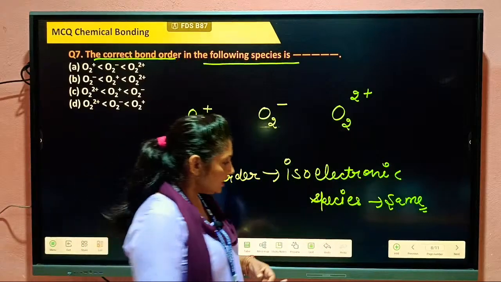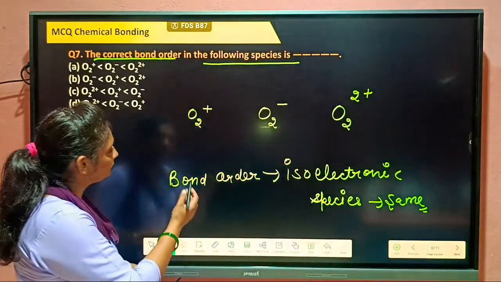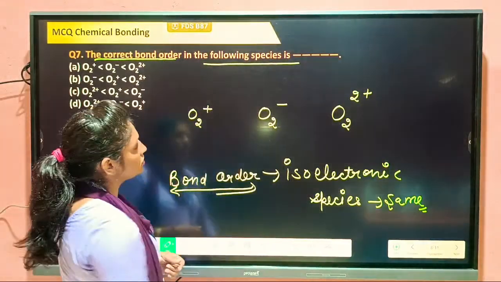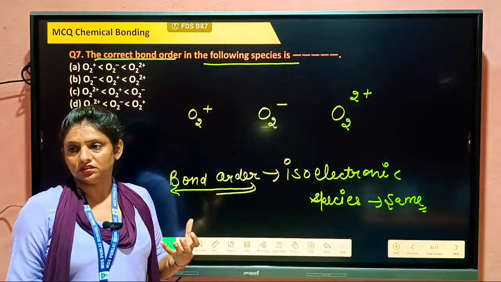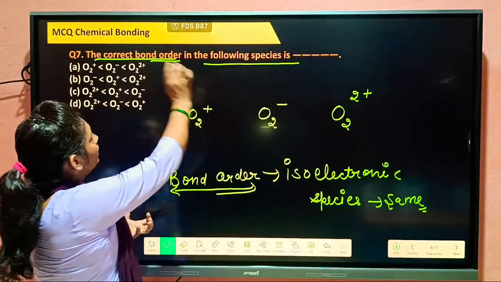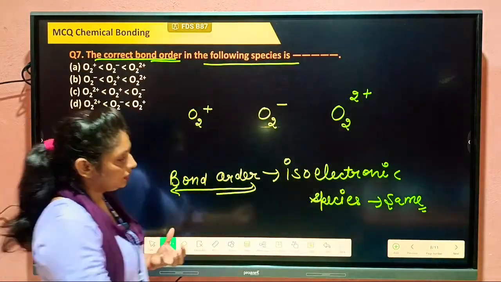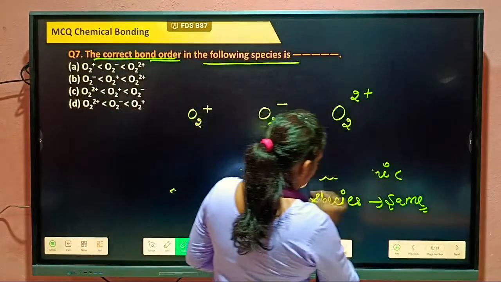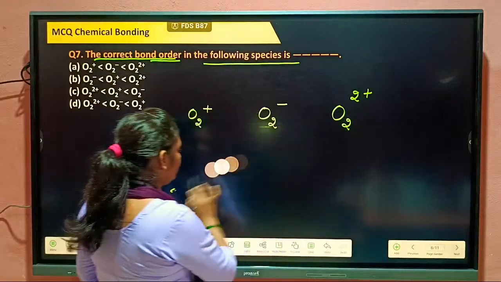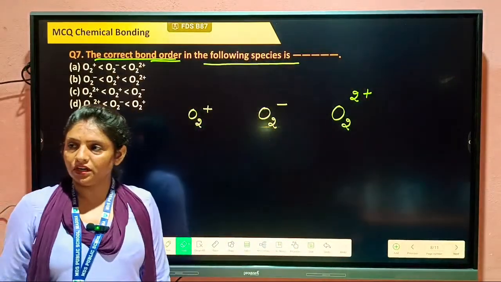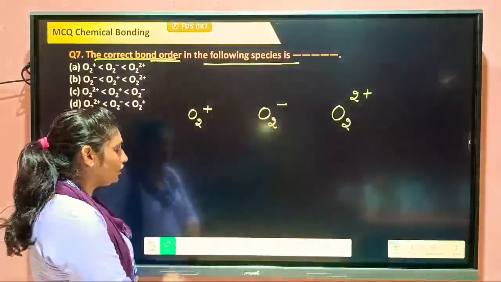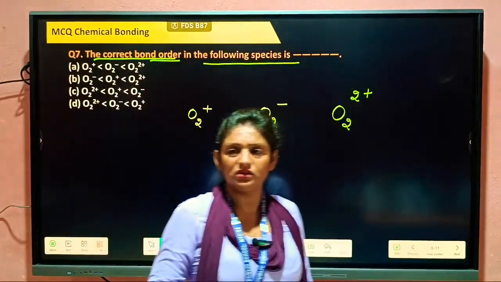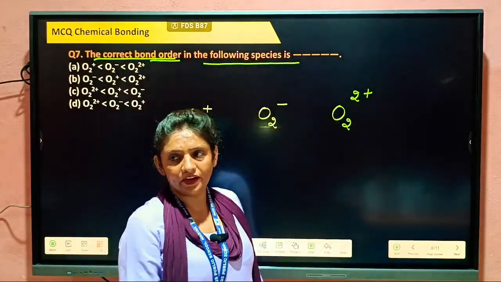Okay, so again we can see the number of electrons. Here we should tell about the bond order, their correct order. How can we tell? With a simple trick. We have already seen the molecular orbital theory, and on the basis of molecular orbital theory we can tell about the bond orders. But here, by using a simple trick only, we will find out the bond order.